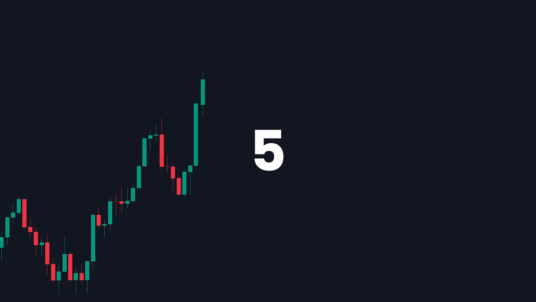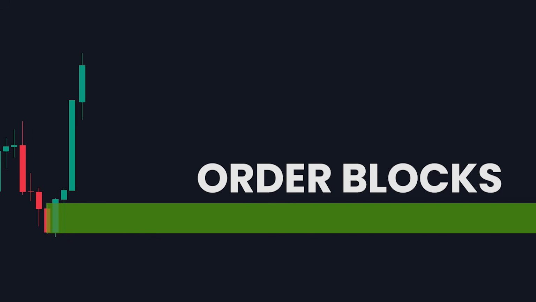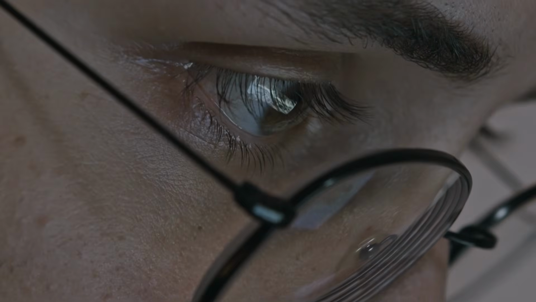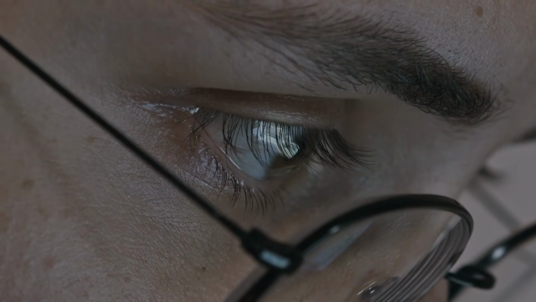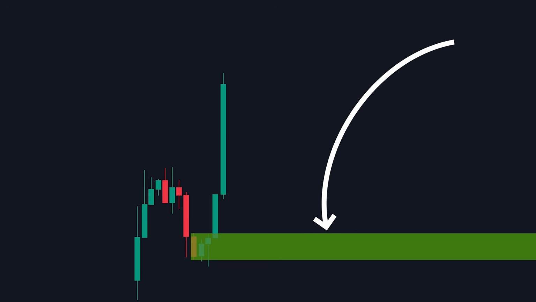Order blocks. The fifth concept that gives you institutional level insight is order blocks. These zones represent areas where significant institutional decisions were made, and understanding them gives you incredible insight into where smart money position themselves. We consider the last candle that created the inefficiency as the order block zone. This is where we believe the critical decisions were made during that specific candle formation.